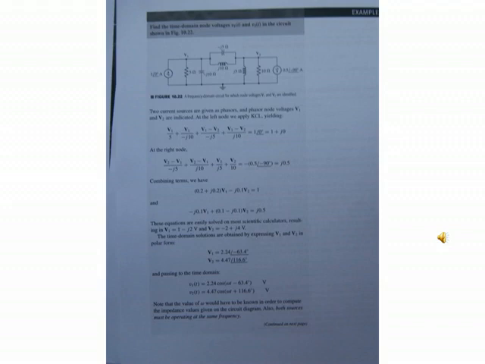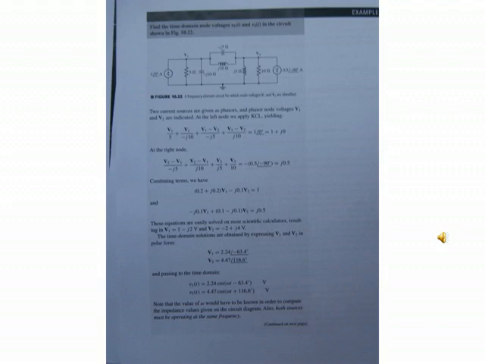At the right node, the current through the minus j5 ohm is V2 minus V1 by minus j5, the current through the j10 ohm is V2 minus V1 by j10, the current through the j5 ohm is V2 divided by j5, and the current through the 10 ohm is V2 by 10. The summation of these currents is equal to minus 0.5 angle minus 90 degree, or j0.5. So that gives two equations.